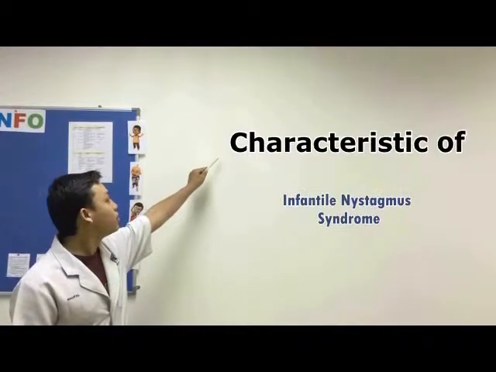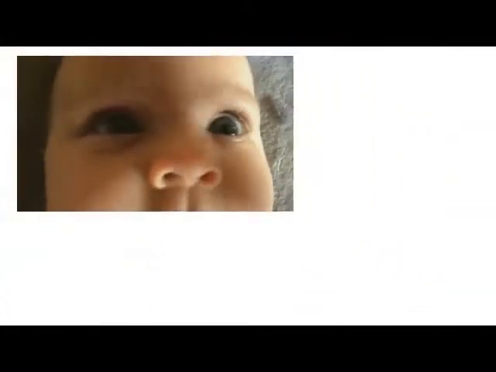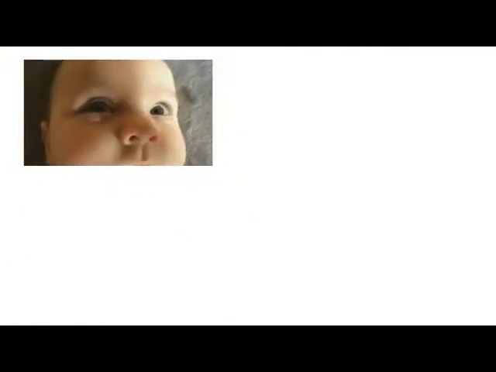So there are three differential diagnoses. The first is infantile nystagmus syndrome. Here are the characteristics. The infantile nystagmus syndrome can happen in binocular form. The amplitude between the two eyes usually is similar. The movement of the nystagmus can be horizontal or, in rare form, vertical and also torsional.